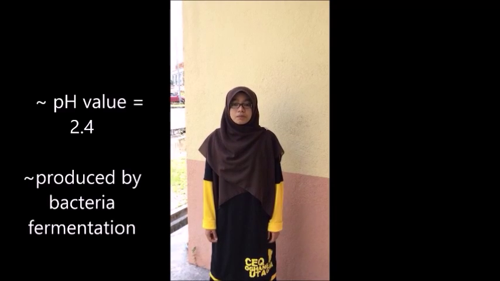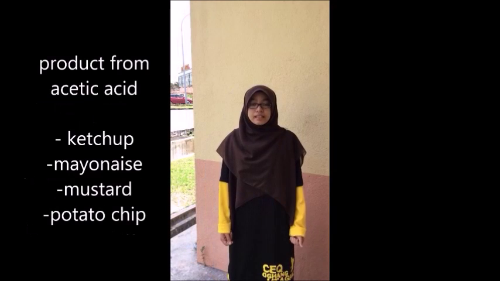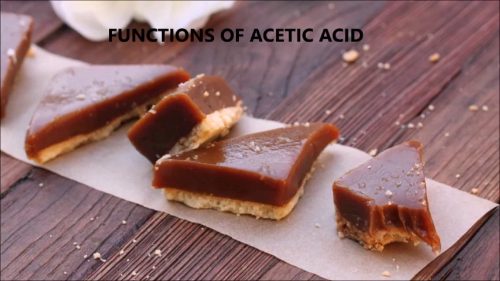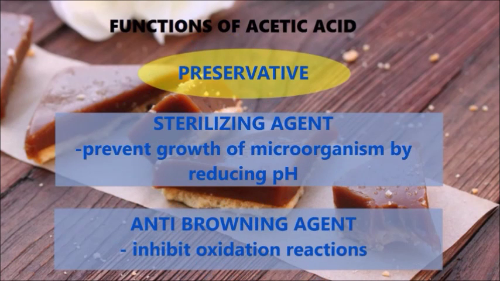Products containing acetic acid are ketchup, mayonnaise, mustard and potato chips. Functions of acetic acid. Acetic acid can act as a preservative. It is also a sterilizing agent, as it can prevent growth of microorganisms by reducing pH value. It is also an anti-browning agent. It can inhibit oxidation reactions which lead to enzymatic and non-enzymatic browning reactions.